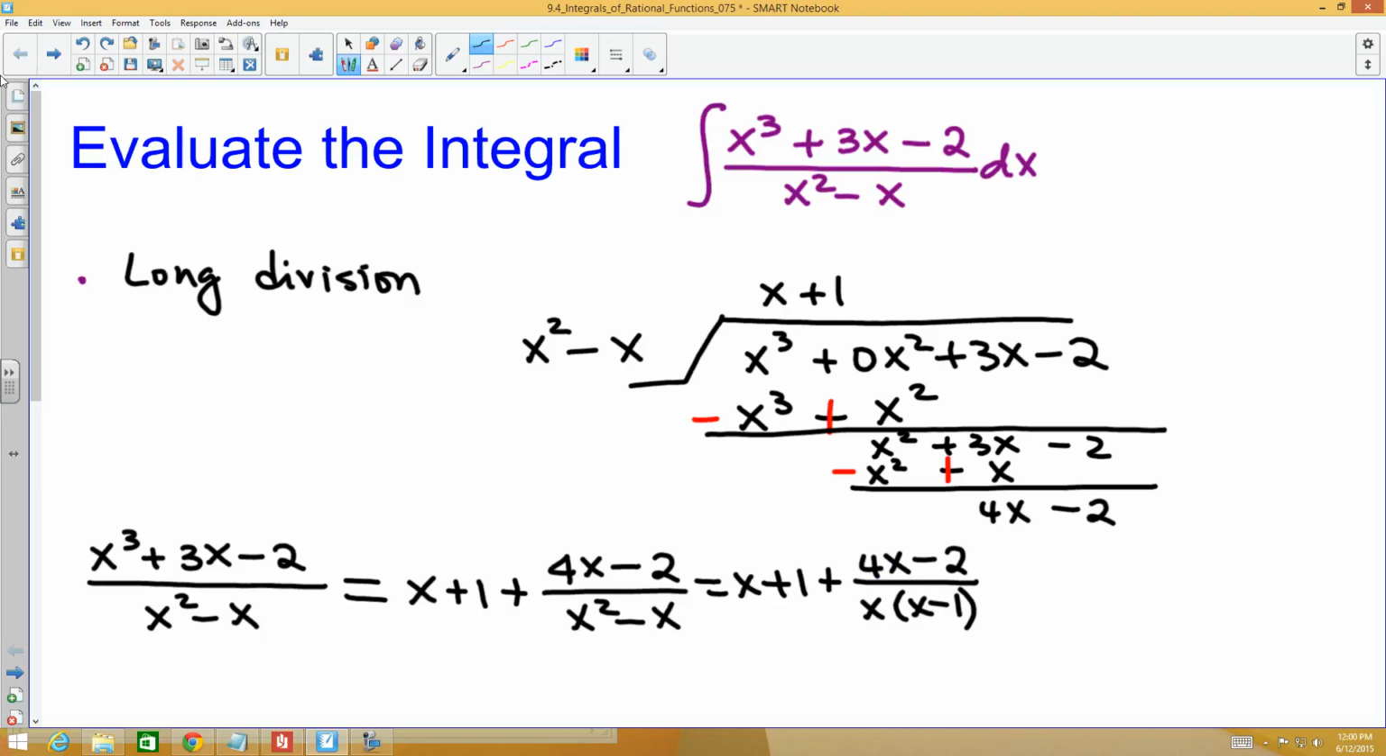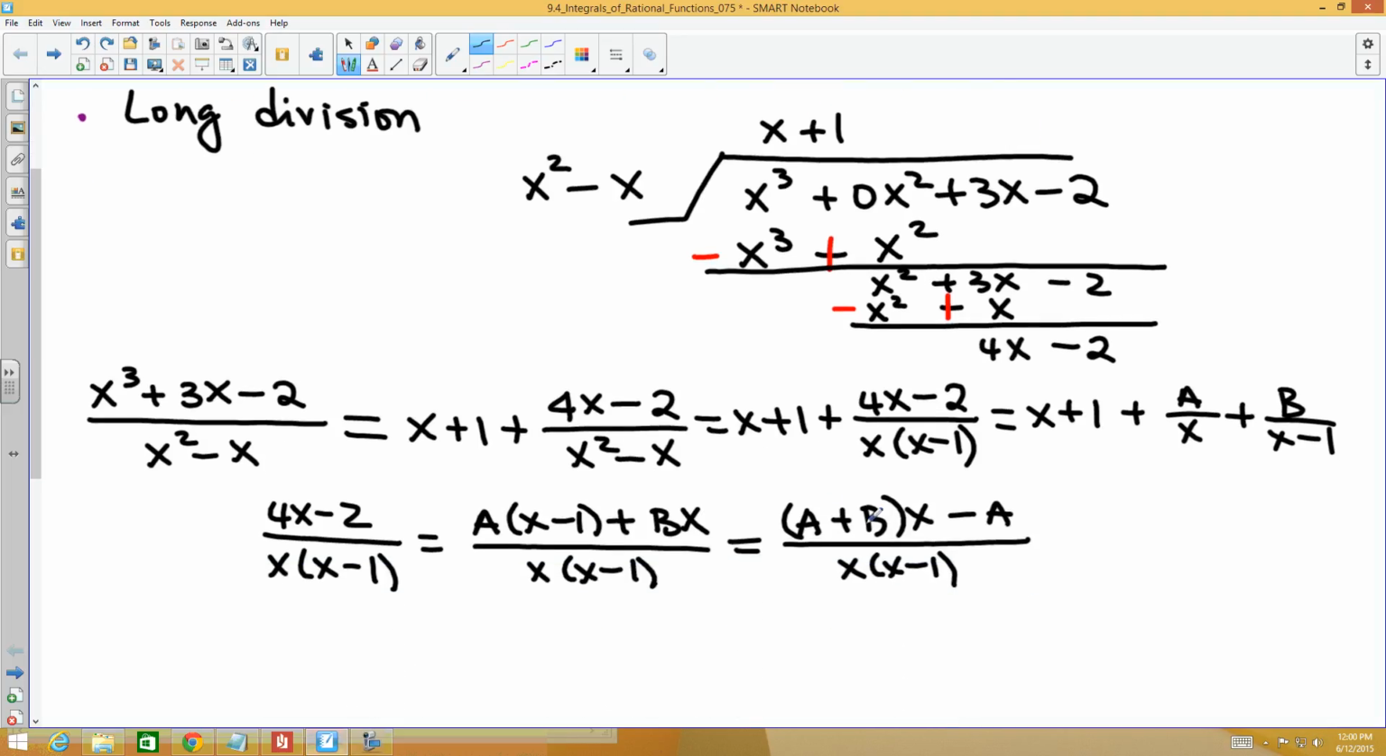And then since we have x as one factor and x minus 1 as another factor, we have two partial fractions, one with denominator x, another one with denominator x minus 1. So we use A over x, B over x minus 1. To find A and B, we need to reduce this to a common denominator, that is x times (x minus 1), and simplify to get the following. And we get (A plus B)x minus A, divided by x times (x minus 1).